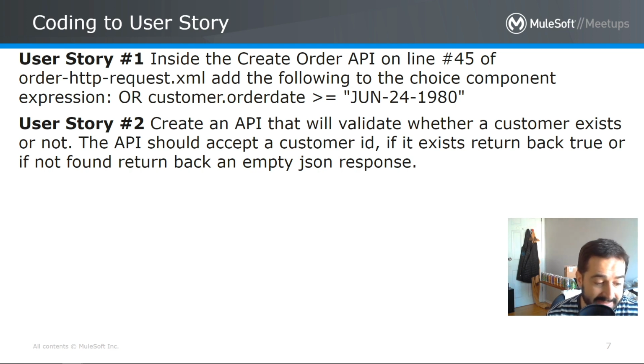So again, this one is a little bit different than the first one. It tells us the whole API to create. So in this case, we have the input and output. It takes a customer ID and returns back true or an empty response.